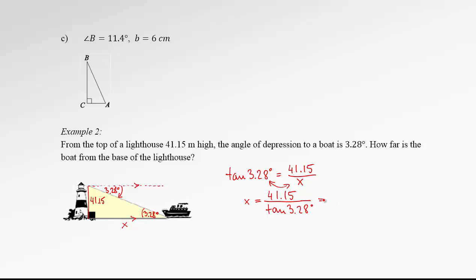And then using our calculator, that turns out to be approximately 718 meters to the nearest meter. So we can give the answer. The boat is 718 meters from the base of the lighthouse.